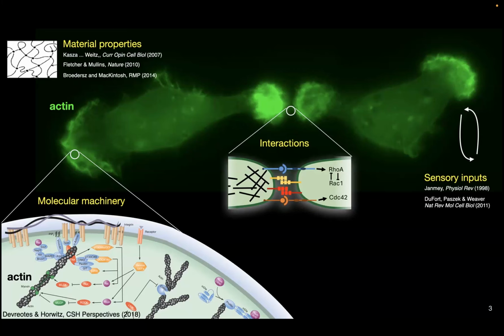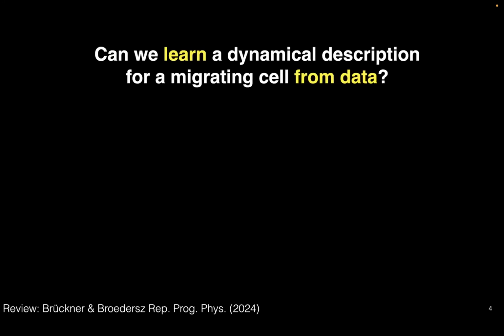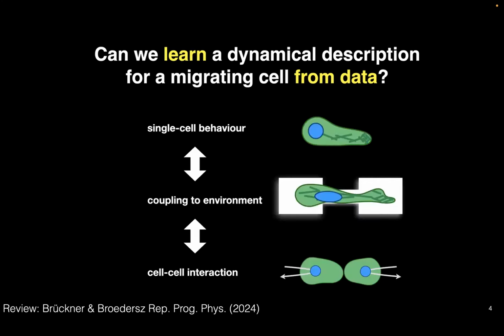So over the last couple of years, we've been exploring a completely different approach to this problem, which starts with a very simple question. Could we learn a dynamical description of moving cells from data? And we'd like to do this in such a way that we can actually arrive at a physically interpretable dynamical framework. So a dynamical framework that could in principle link down to the underlying molecular machinery, and that is interpretable in the sense that we could disentangle the innate behavior of a cell from how a moving cell would couple to its environment or how it responds to interactions with other cells.